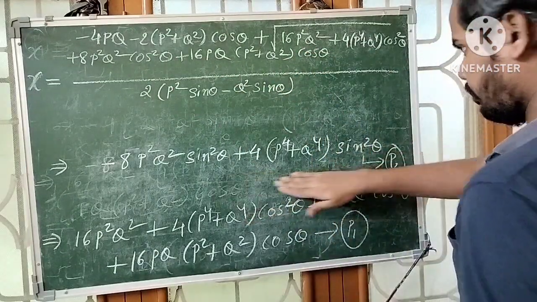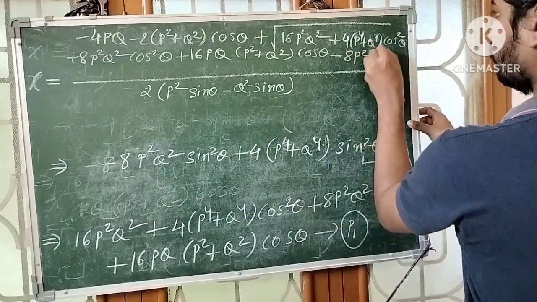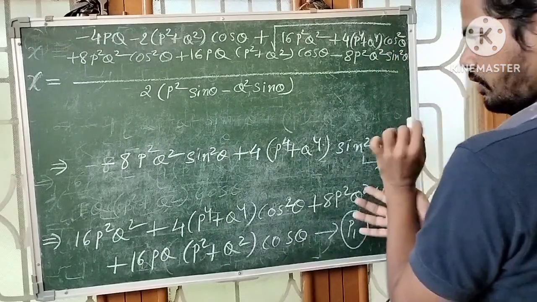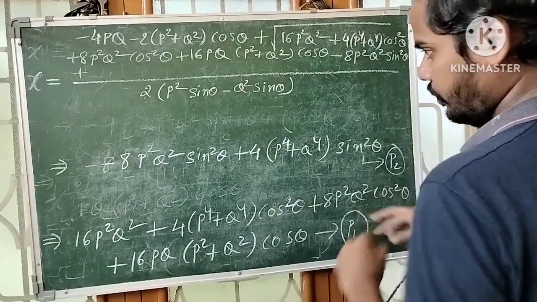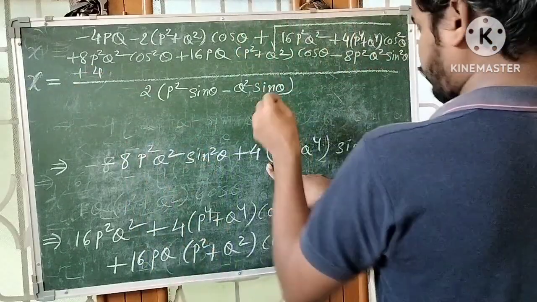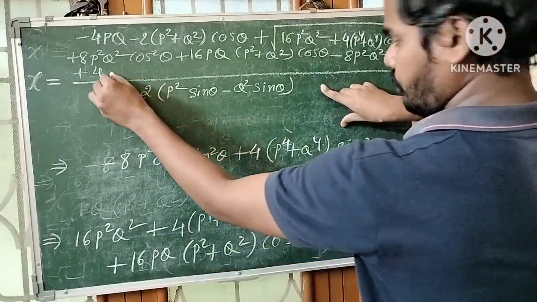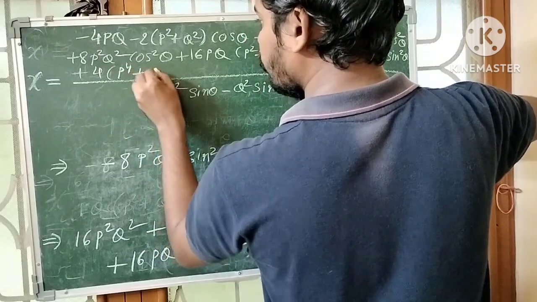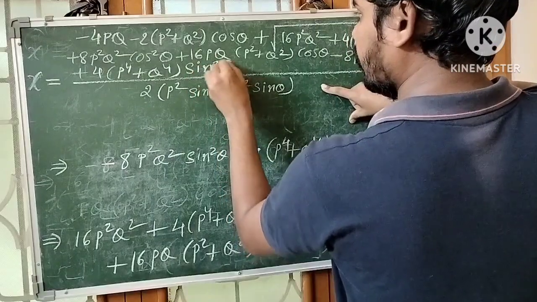Minus 4ac term, this is the minus 4ac term: minus 8 p square q square sin square theta, plus, so square root applied for all these terms, 4 into (p power 4 plus q power 4) into sin square theta.